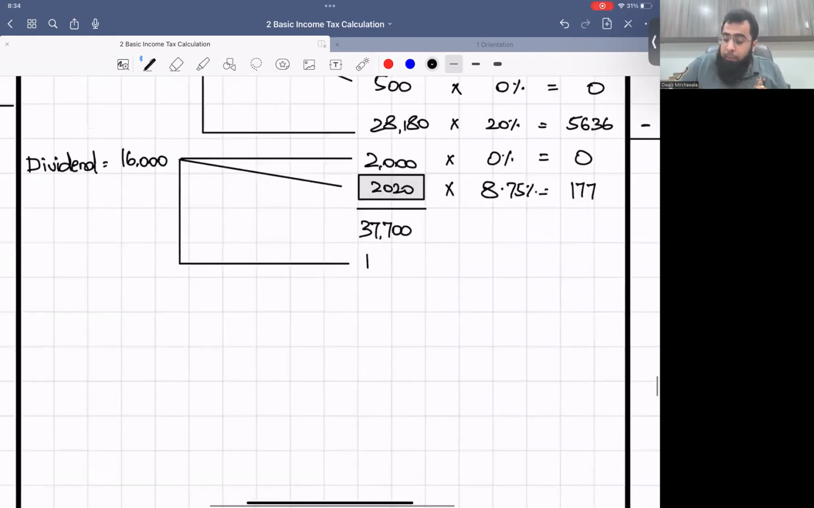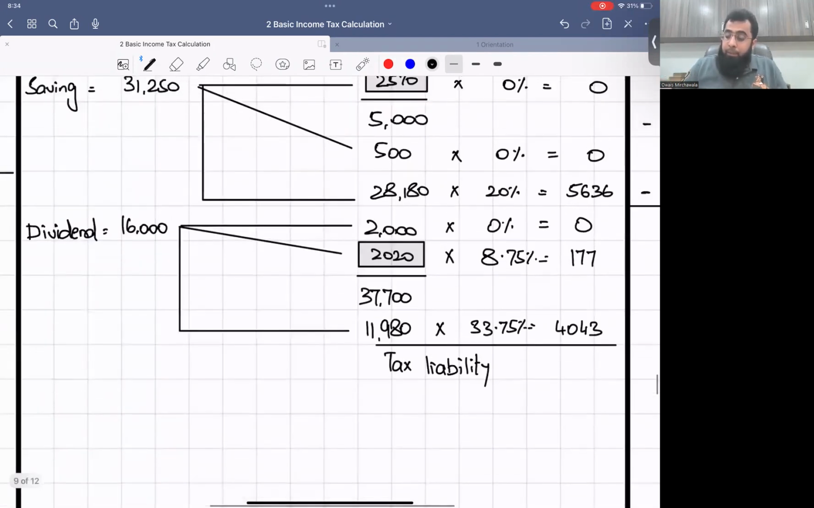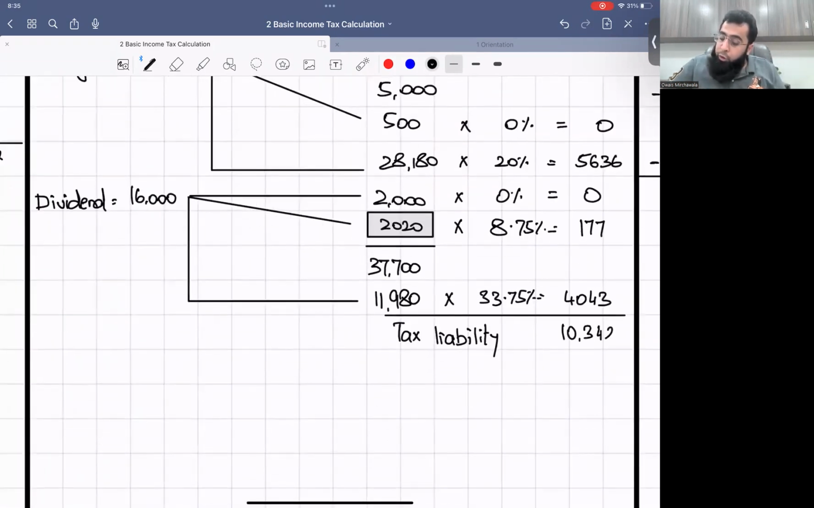The remaining amount of dividend income, 16,000 minus 2,000 minus 2,020. So it's 11,980, and rate of tax in higher rate is 33.75. So it's 4,043. We will add up all of them to arrive at the value of tax liability. So it's 486, 5,636, 177, and 4,043. So 10,342. We will adjust the tax credit from it, the advanced tax, to arrive at the value of tax payable.